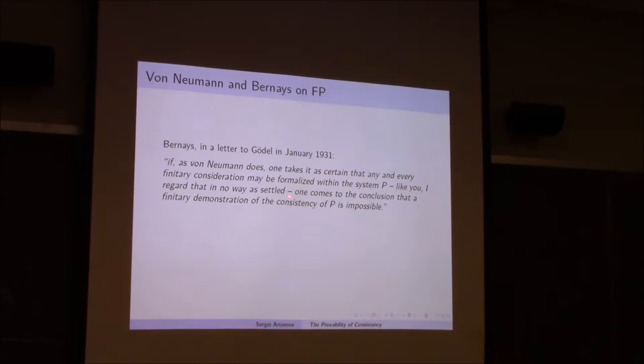In the letter to Gödel, unfortunately, I cannot get a better source, I just have the official publication. But this is from a very serious study by Solomon Feferman about the whole story. Bernays to Gödel: as von Neumann does, one takes it as certain that any and every finitary consideration may be formalized in the system P. Like you, I regard this as in no way settled. One comes to the conclusion that a finitary demonstration of the consistency of P is impossible. But like you, I regard this as in no way settled. That's very nice. But von Neumann does, this is a short formulation of the formalization principle.